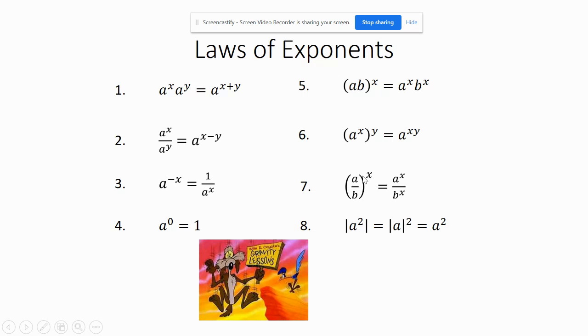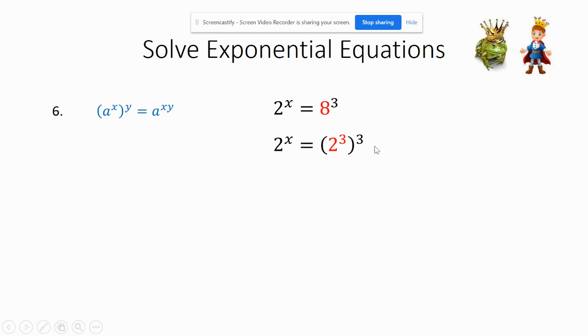And let's think about our laws of exponents. If we go back to law 6 here, where we have an exponent on an exponent, as I call it, I'm going to, in a sense, multiply the exponents. 3 times 3, which means it's 2 to the 9th. And if we go back to what we learned earlier, if we have the same bases, then obviously the exponents have to equal each other, so x equals 9.